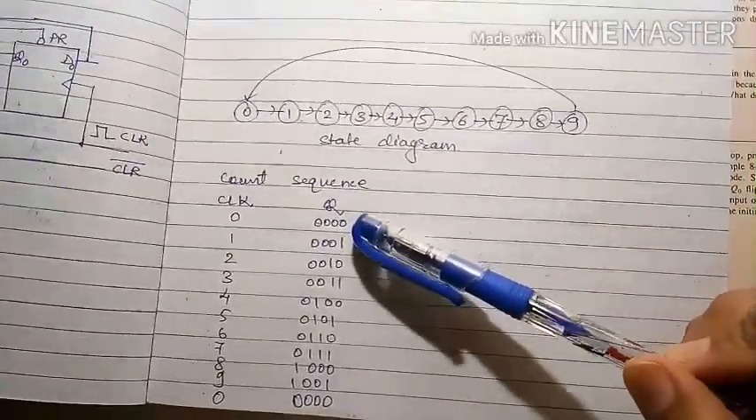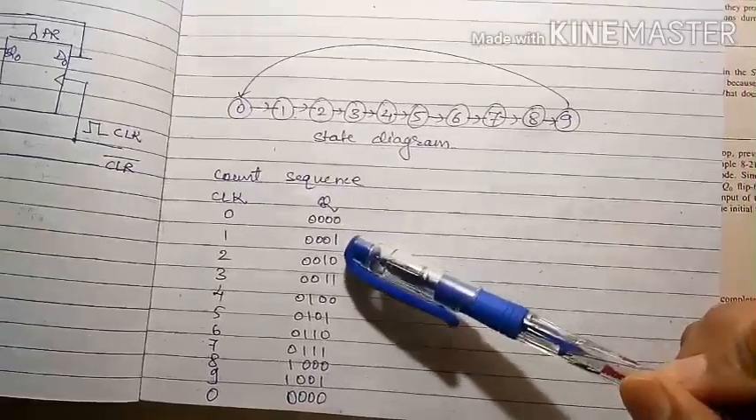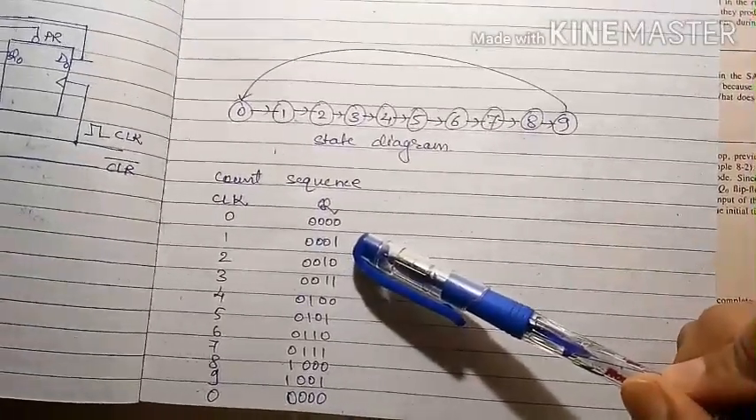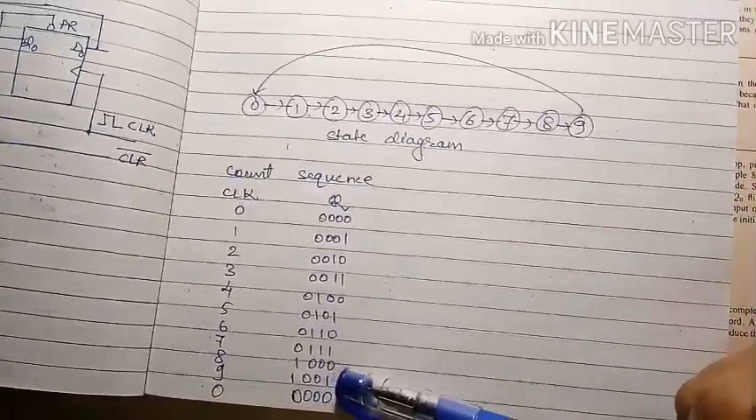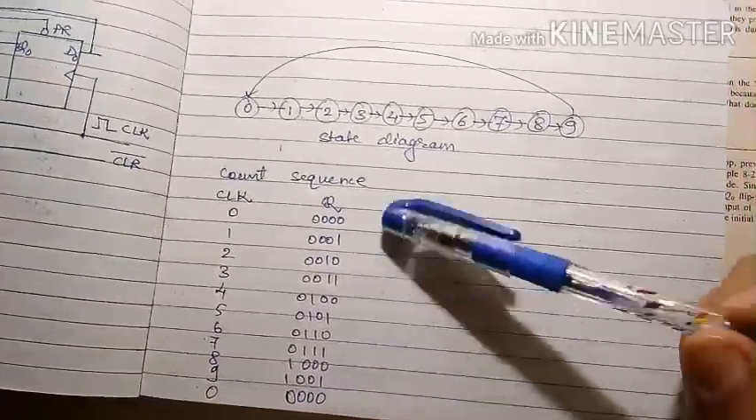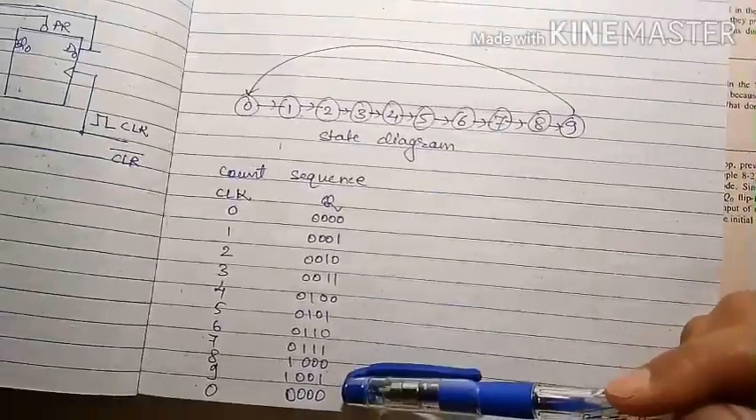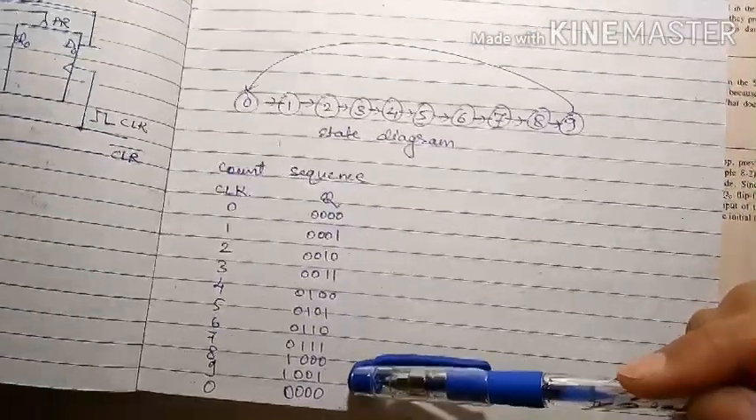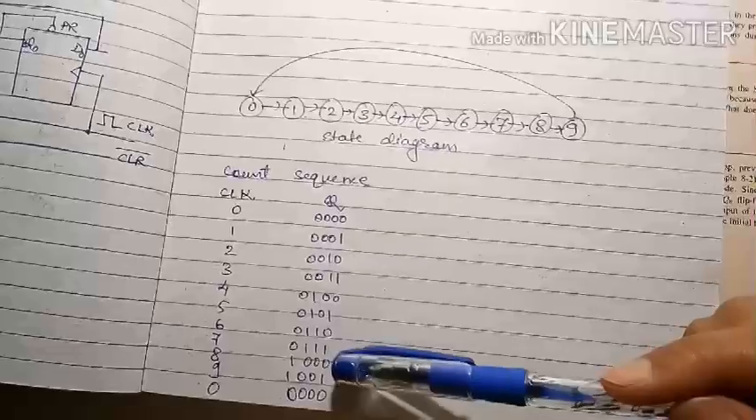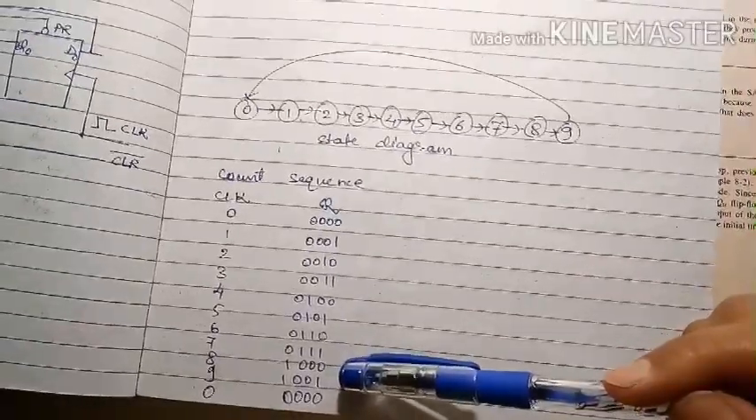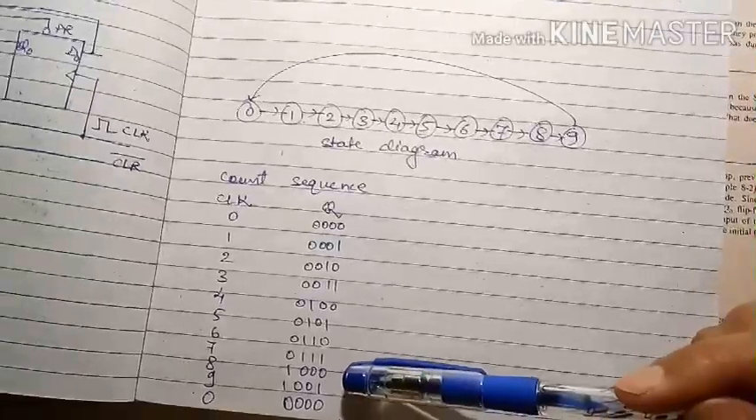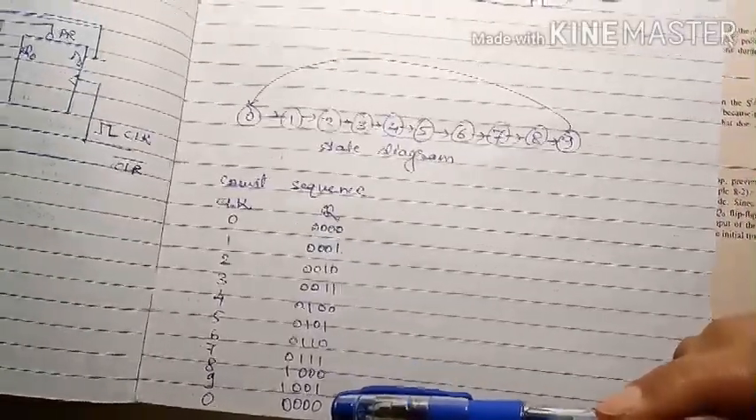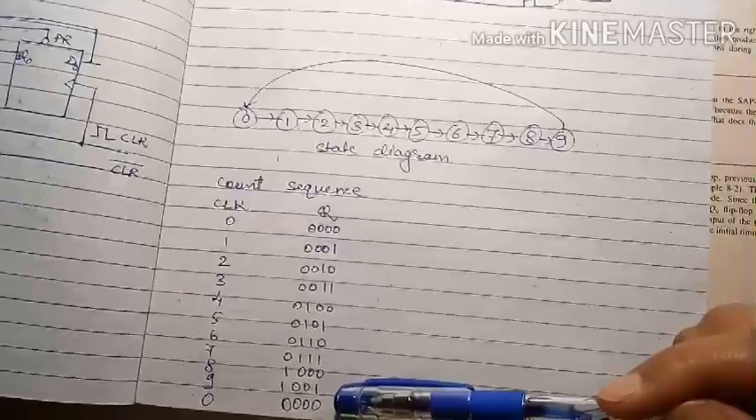Initially the clock pulse is 0 and the initial count is 0. With clock pulse 1, 0001 is the count. Then with 2, like this, up to 9 it is 1001. So right from 0 to 9 the total number of states is 10 and the last count is 1001. As it reaches 1001, after the 9th clock pulse it gets reset. Why it gets reset we will see in the circuit.